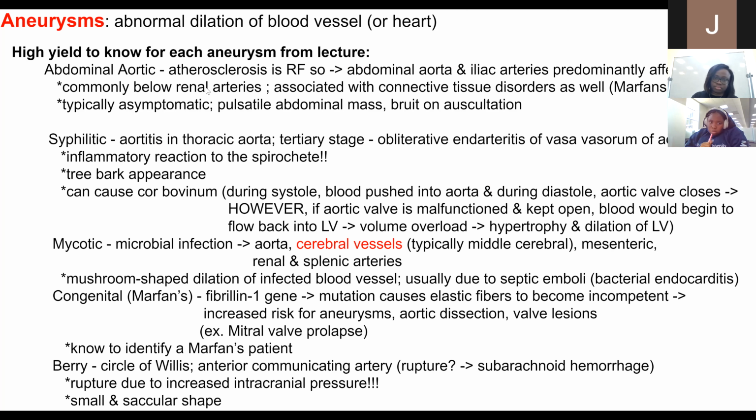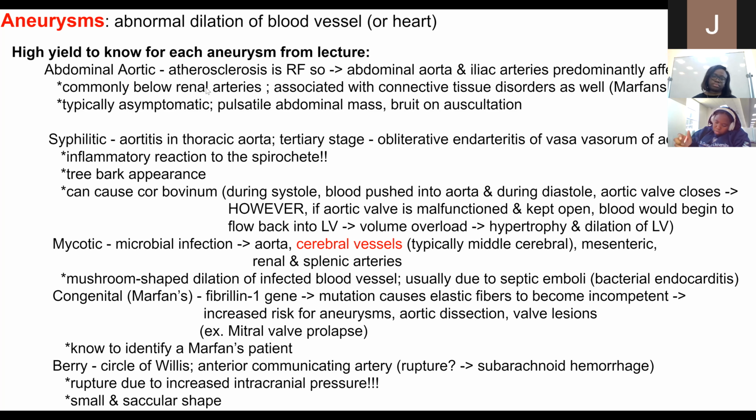But yeah. So next we have the mycotic aneurysm, again, microbial infection, aorta and your cerebral vessels. Biggest one to understand, typically the middle cerebral. So keep that in mind. But again, your cerebral vessels are usually affected. Biggest thing, mushroom-shaped dilation. Okay, that was what they asked us. At least they gave you a couple and they try to describe different ones. You have to recognize that it's a mycotic aneurysm, so it looks like a mushroom. Okay, mushroom-shaped dilation of the infected blood vessel.